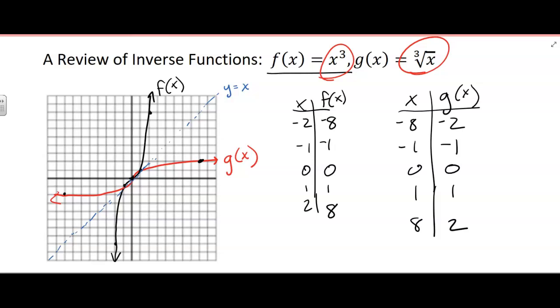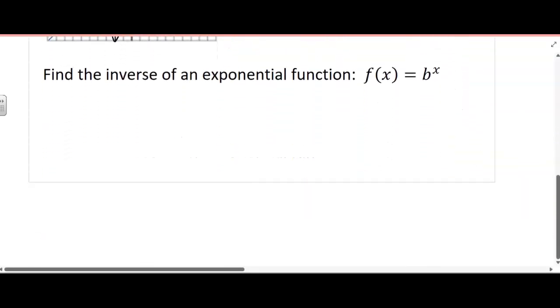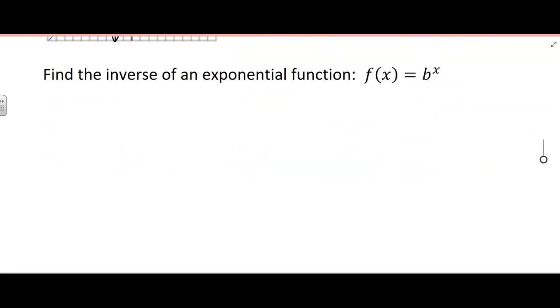They reflect about the y equals x line, or that diagonal. Okay, now we also in the past have found an inverse of a function. We had those 4 steps, right? Y instead of f of x, switch x and y, solve for y. Remember those steps? That was how to find an inverse. Okay, so we're going to go through those steps, but this time we're going to use the exponential function.